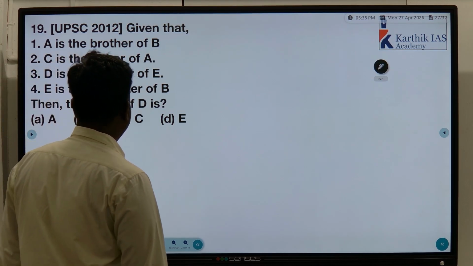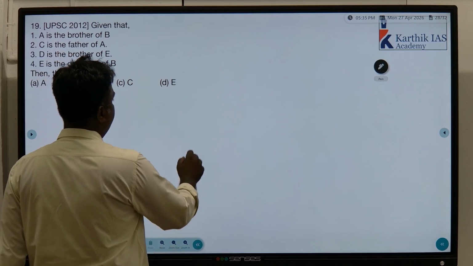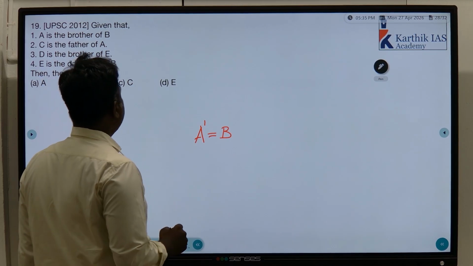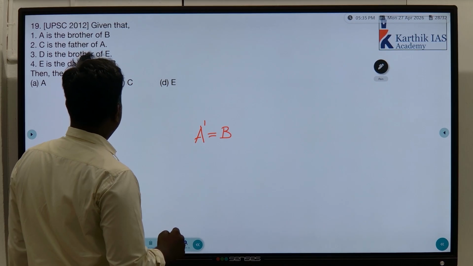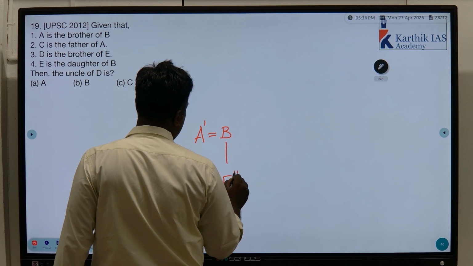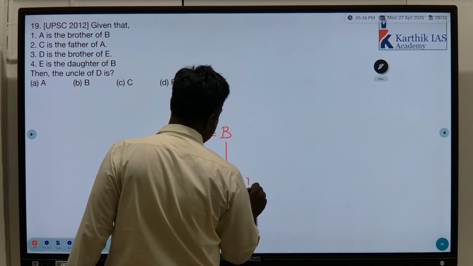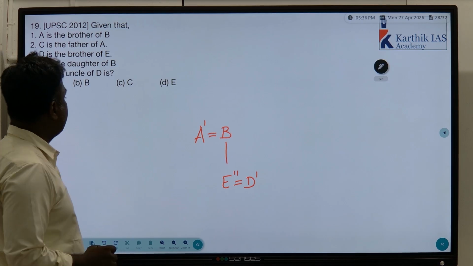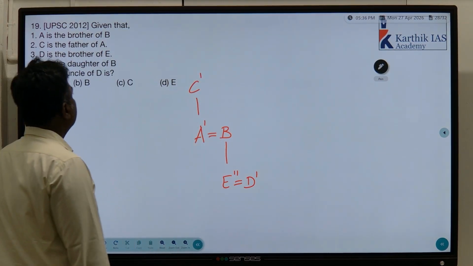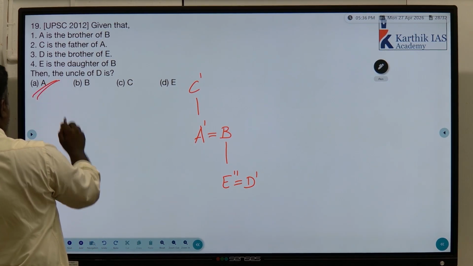Given that A is the brother of B, C is the father of A, D is the brother of E, who is the uncle of D is the question. A is the brother of B. C is the father of A. E is the daughter of B. D is the brother of E. Uncle of D. It is obviously A. Correct? That's all.